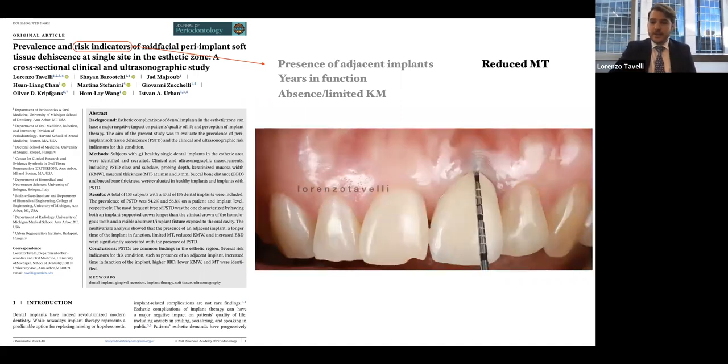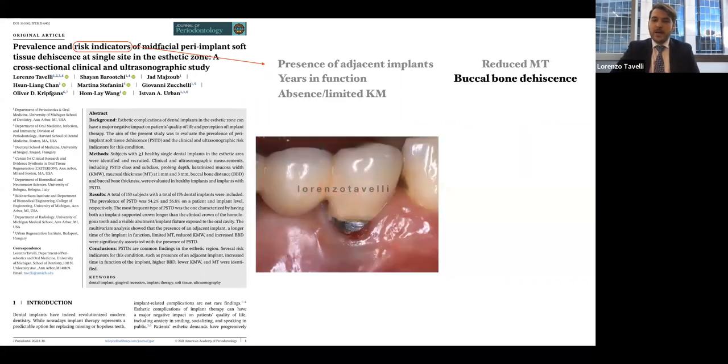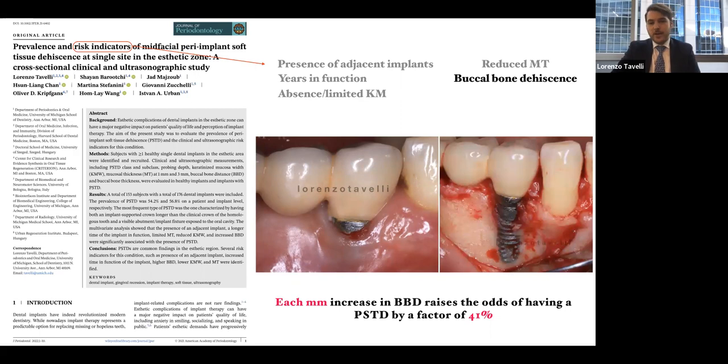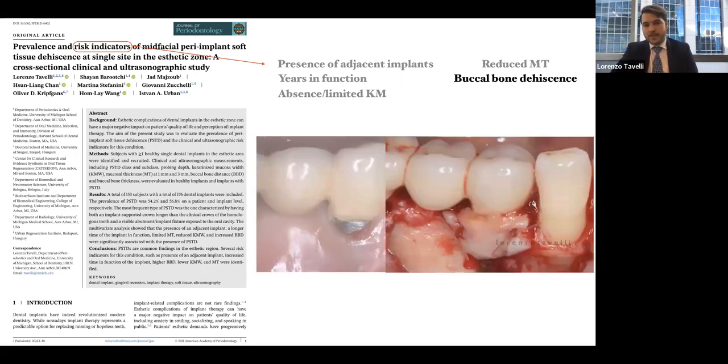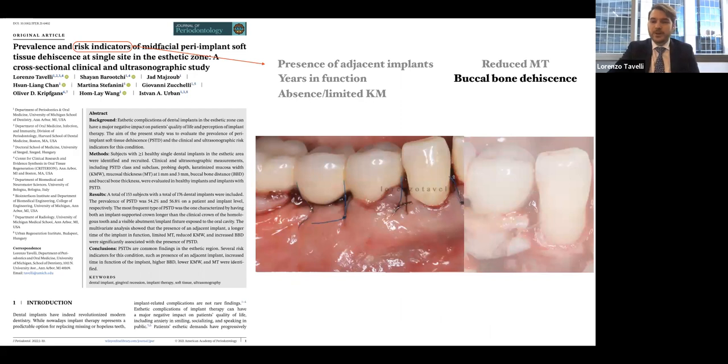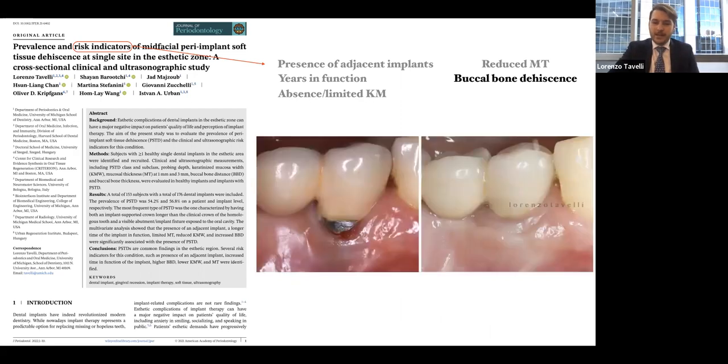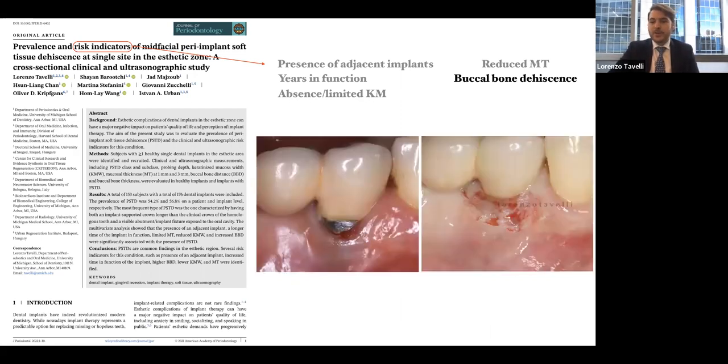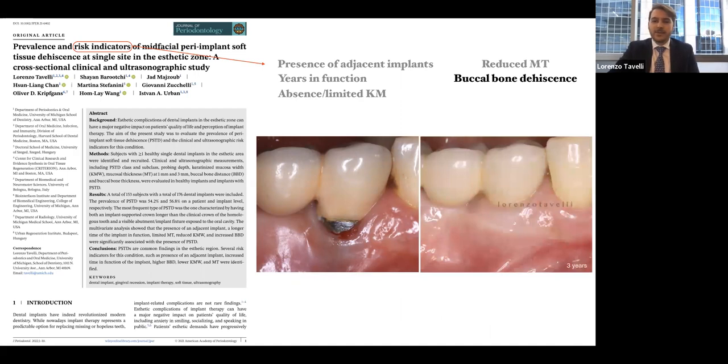Now, since we're talking about this paper, I want to also show the other factors associated with this condition, like very thin tissues or reduced mucosal thickness, and we're going to talk very soon about this factor, but also having buccal bone dehiscence. In particular, our model revealed that each millimeter of buccal bone that your implant loses over time increases the odds of having implant complication by a factor of 41%. Here is a clinical example that was treated with connective tissue graft. You can see that after a few years, we performed a soft tissue plastic procedure, and these are the results after 3 years.